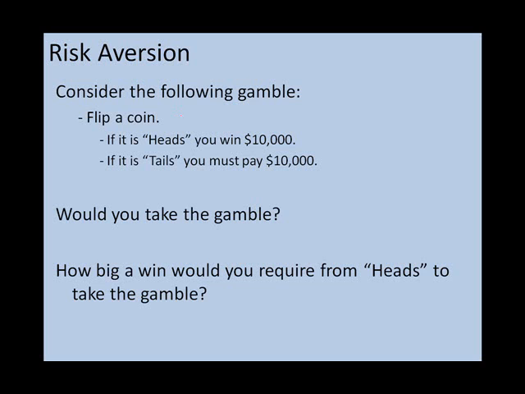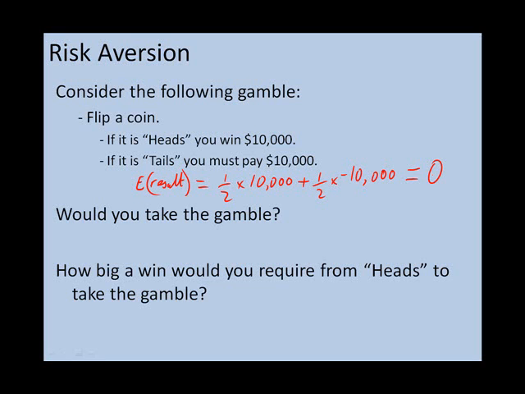It's a fair game. By that I mean that there's a 50% chance you're going to win $10,000 and a 50% chance you're going to lose $10,000. What is your expected return or your expected outcome? So the expected result is going to be equal to a 50% chance that you win 10,000 plus a 50% chance that you lose 10,000. So the expected return on this gamble is 0. It's a fair game. Most people will reject this gamble.